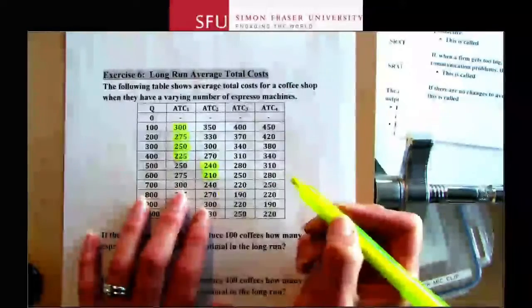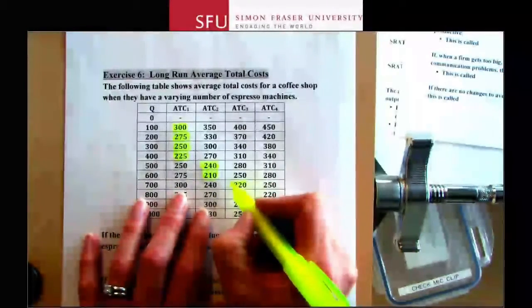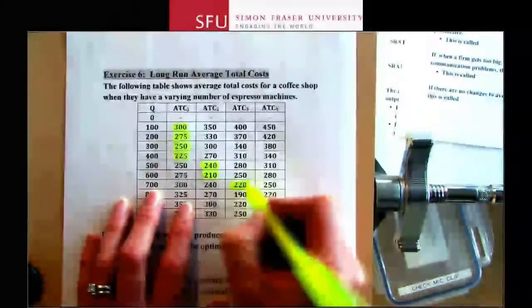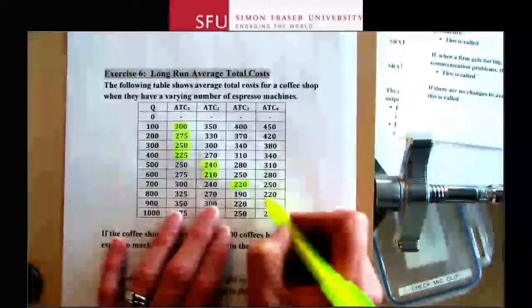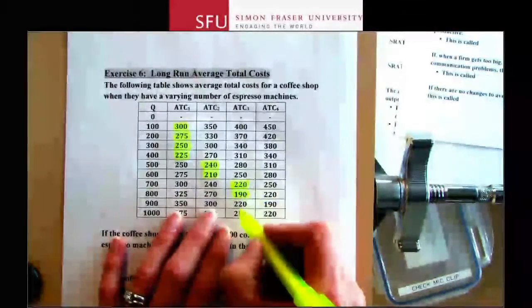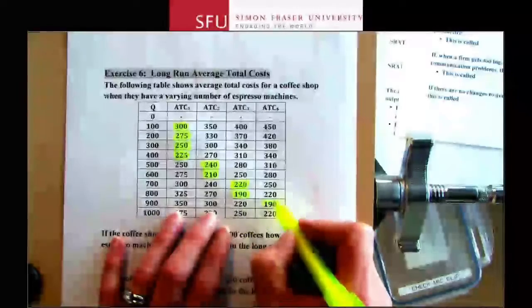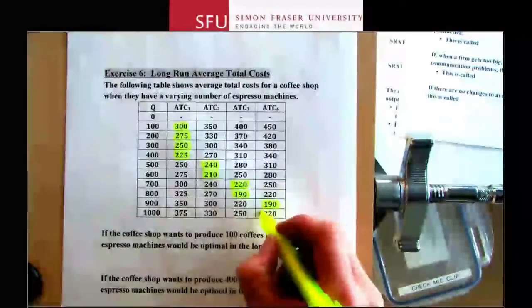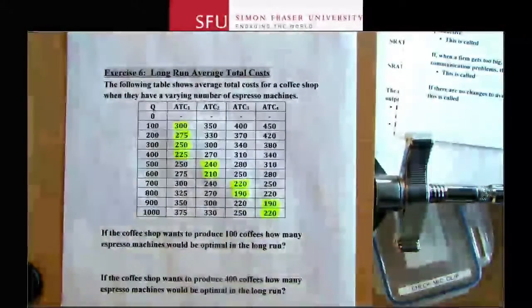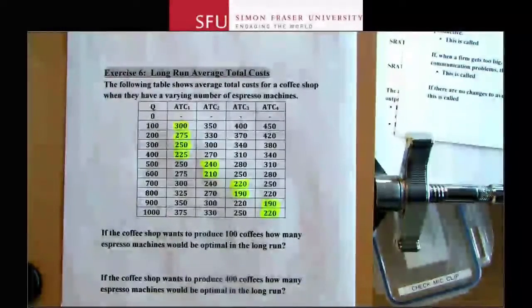210. 220. So now when they're producing 700 units, they would rather have three machines. 190 is the lowest. 220. Okay, now four machines would be the lowest. And yes, for the last one as well. Okay, so now we know which would be the lowest cost.